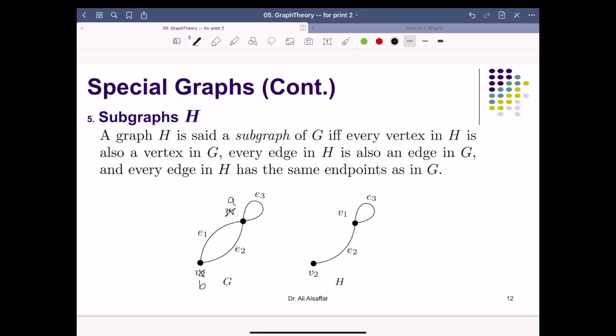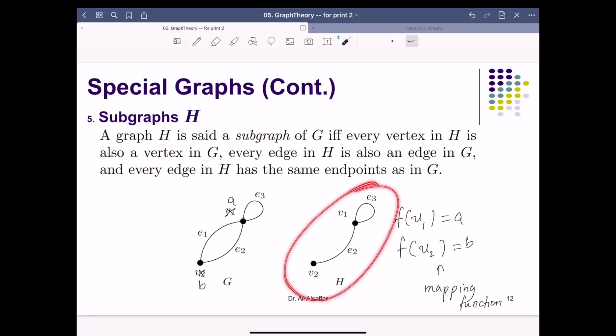By looking, I need to find the matching vertices of H in G. So V1 is matched to A, and V2 is matched to B. Why? Because see, V1 has a loop, and A has a loop. So we say that f of V1 is equal to A, and f of V2 is equal to B. This is a mapping function that will do the mapping between the vertices. After you do the mapping, you have to go over every edge in H and try to find whether it exists in the original graph or not.